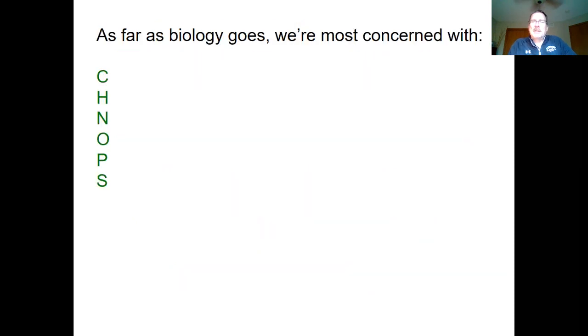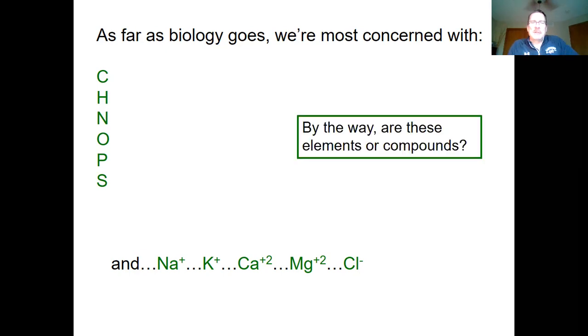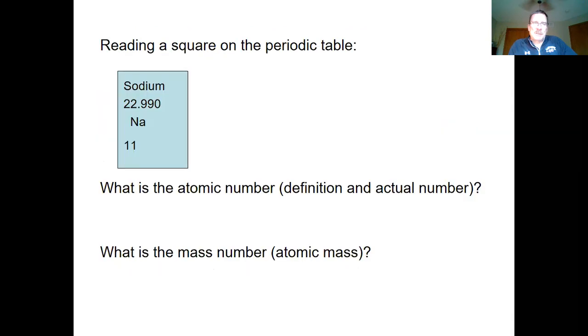As far as biology is concerned, just think CHNOPS of the elements that are used, and a little sodium, potassium, calcium, magnesium, chlorine and such. But carbon, hydrogen, nitrogen, oxygen, phosphorus, and sulfur are the big ones, and the basis for our macromolecules and other stuff. So just think CHNOPS. And of course, these are elements, not compounds.